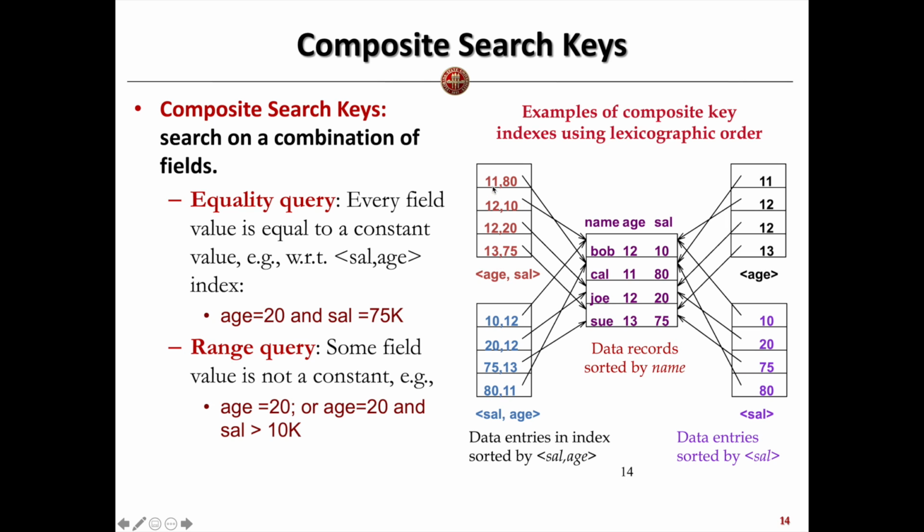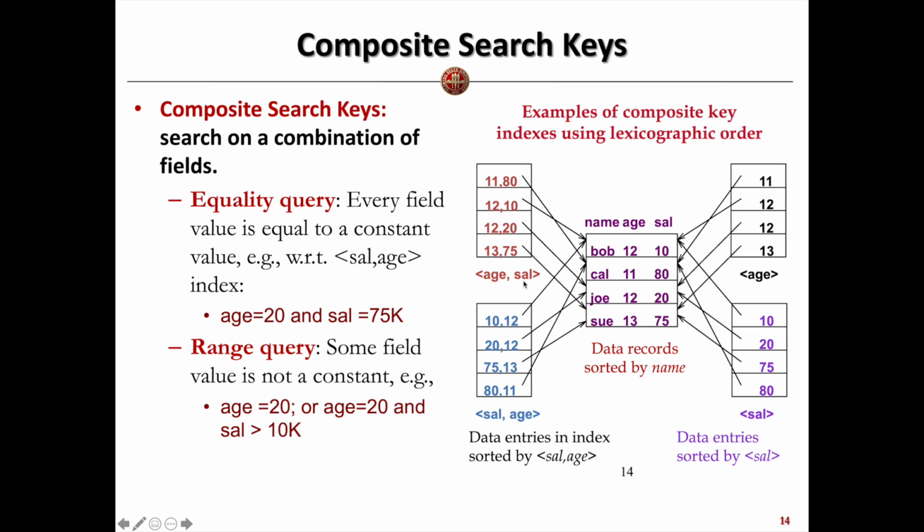Like we have 11, 80 as the first entry. We have 12, 10 as the second one, because 12 is larger than 11, right? And we have 12, 20 as the third one. The 12 is the same, however 20 is larger than 10, therefore it is behind this second record, right? And the last one we have is 13, 75. The 13 is larger than 12, right? In this way, we can sort all the entries in the index table. So you can see, in this one, we sort according to age first, and then according to salary.